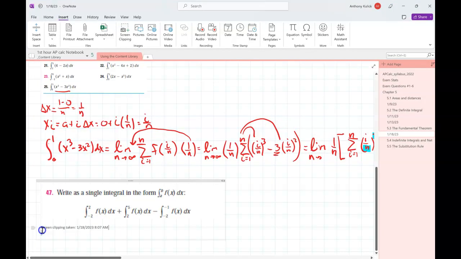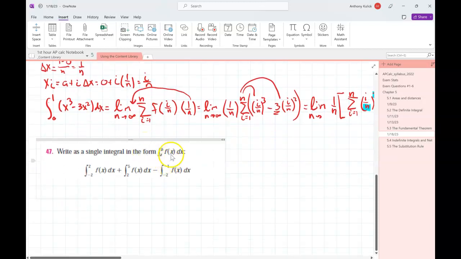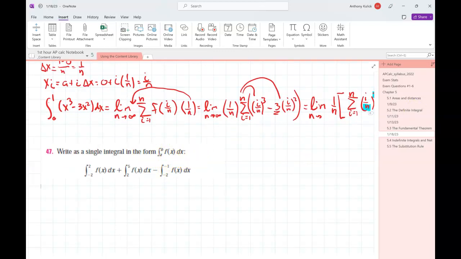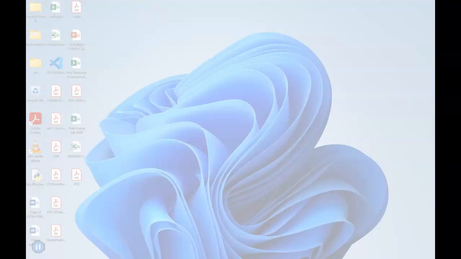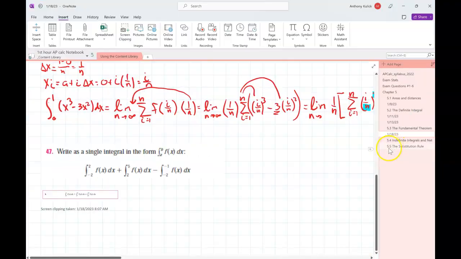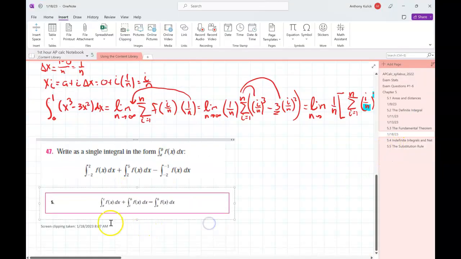So it says we want to write this integral as a single integral of the form yada, yada, yada. The tool that I'm going to be using for this is property number 5. Let me just drop that in so you guys can see what I'm doing. And this is the kind of problem which I think is perfectly reasonable as a 5.2 test question.